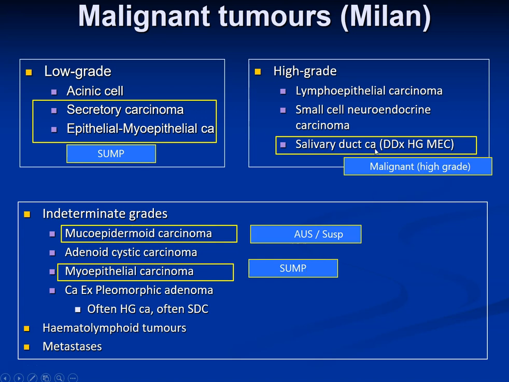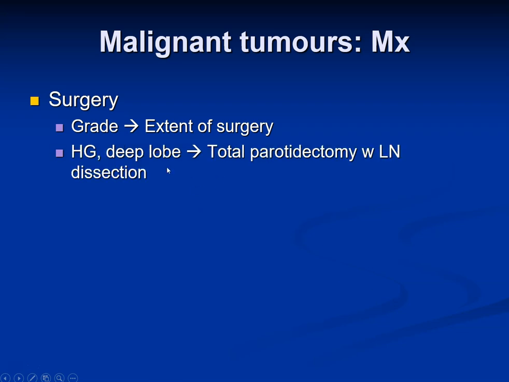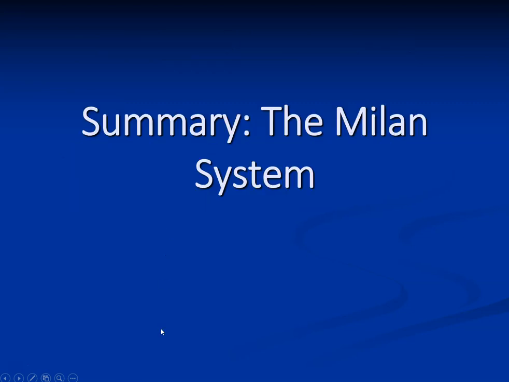And for salivary duct carcinoma, often we can't give a specific diagnosis on cytology, but we can definitely at least call it malignant, and it is often high grade. So management, of course, is surgery. The grade also helps to denote the extent of surgery and the local extent of the tumor as well. So definitely imaging is very important.